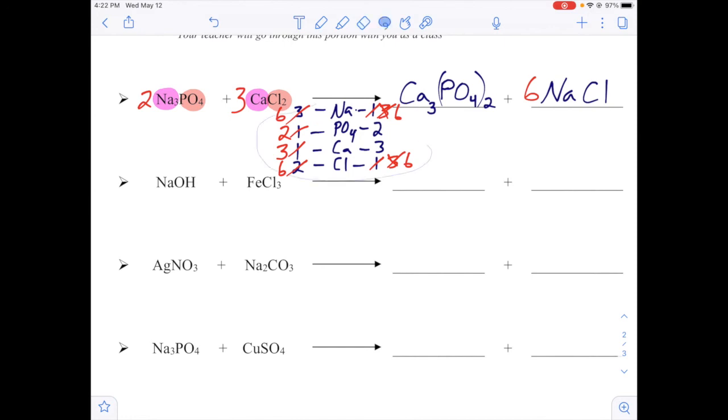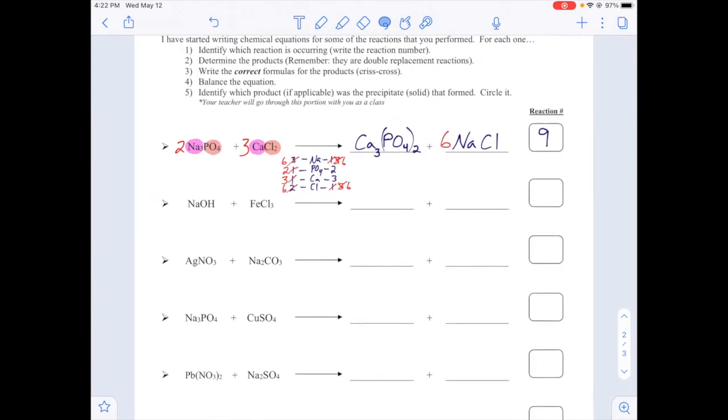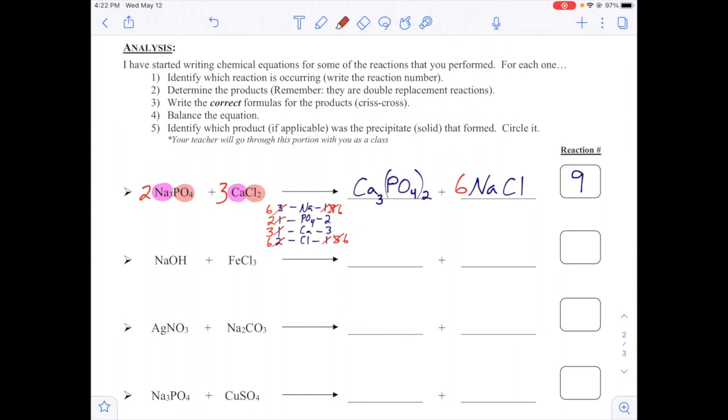And that's the process you're going to go through for each of these reactions on the back side. Okay. Step 5, identifying which product is the precipitate. That'll be up to whether your individual teacher wants you to go through that or wants to go through that with you, but you should definitely do steps 1 through 4.